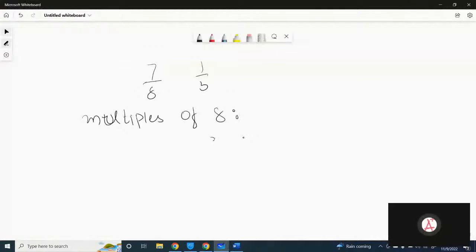Multiples of 8 and multiples of 3. Okay, so the multiples of 8 are 8 times 1 is 8, 8 times 2 is 16, 8 times 3 is 24, 8 times 4 is 32, and 8 times 5 is 40.